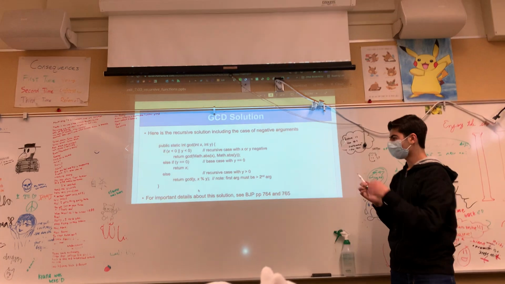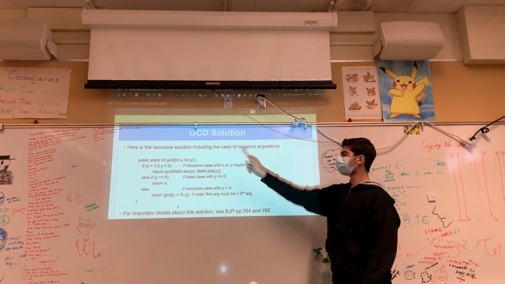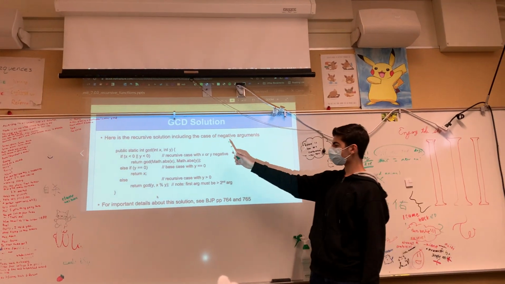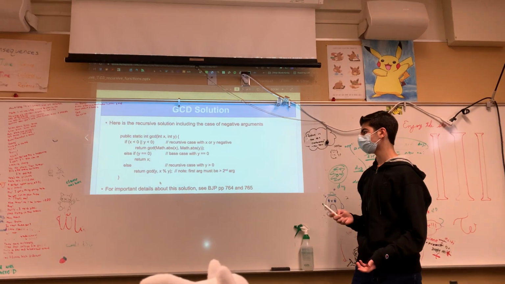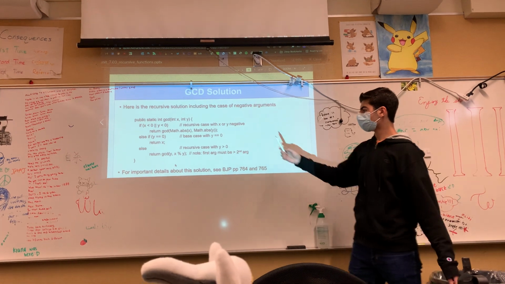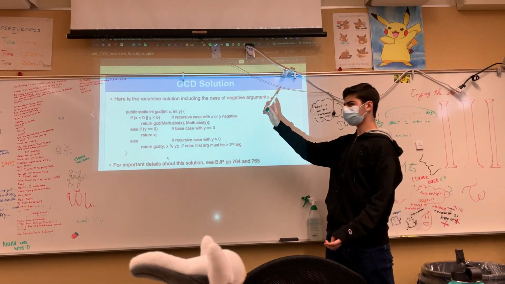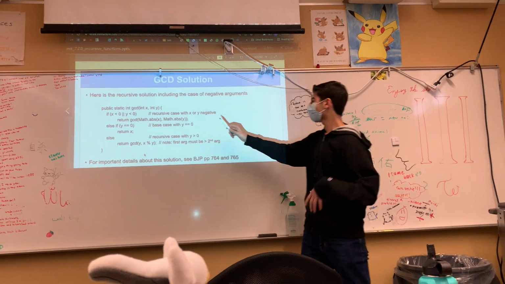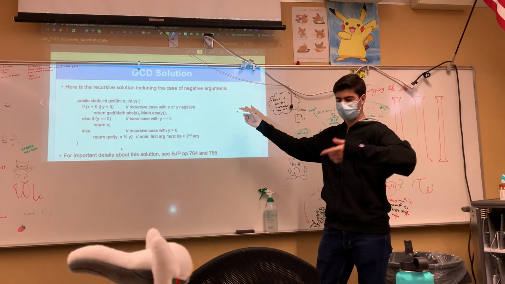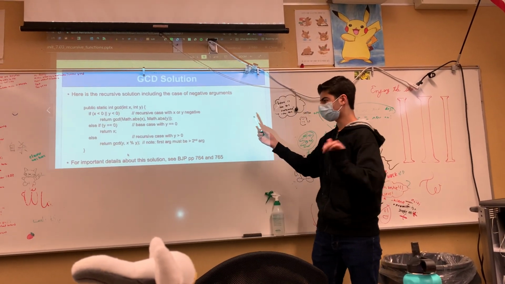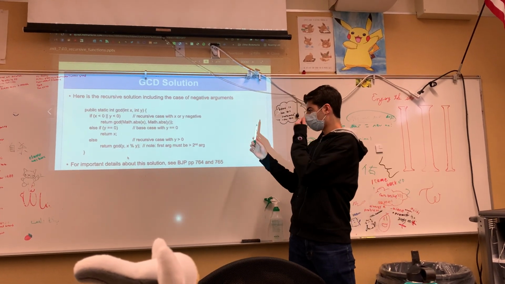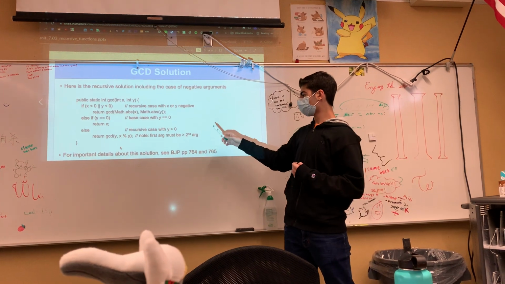Are you ready? Everyone listen up. So we have our public static int GCD that takes in two integers x and y. If x is less than 0 or y is less than 0, so basically if any of them are negative, then it returns the greatest common divisor of the absolute value of x and the absolute value of y. We're gonna go through the examples with numbers too, so if you don't get it just yet, that's fine. Else if y is equal to 0, it returns x. And all right, let's go through examples.